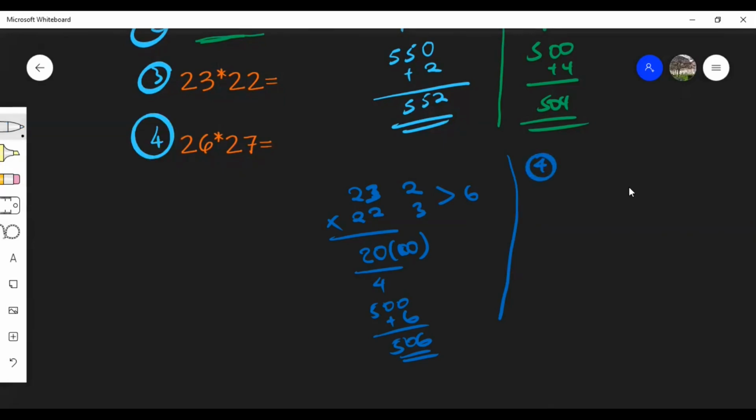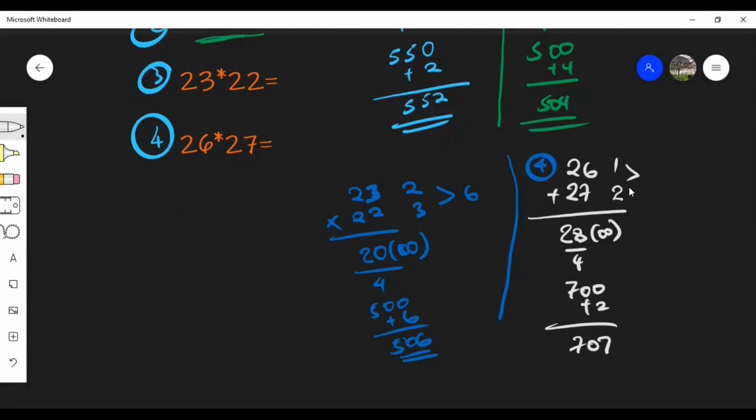Question 4 is also interesting because all the numbers are above 25, and like we did for 50 and 100, we will add them. So then we have 26 by 27. The difference is 1, the difference is 2. If you add this one or this one, it gives you 28. That is in hundreds. Divide that by 4, and this one gives you 700. If you get the product of this, plus 2, this is 702. So easy that was.